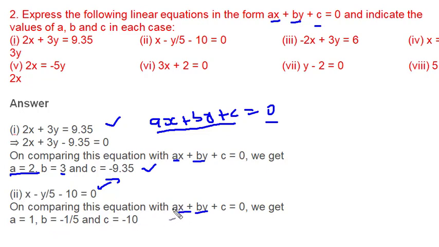So now compare here. How much is a? If there is no number, then that is 1. So a is equal to 1. And now how much is b? b is equal to basically minus 1.5. And then c is minus 10.